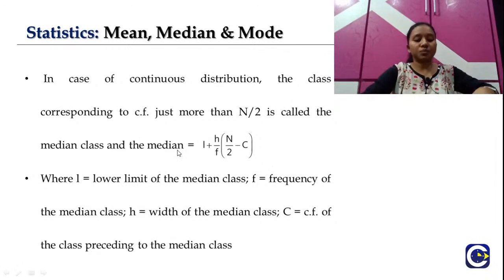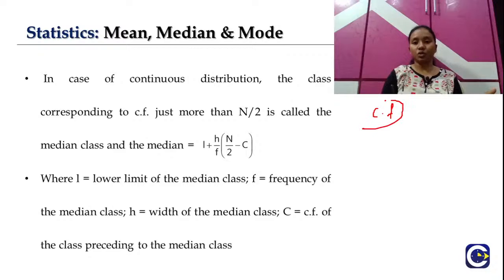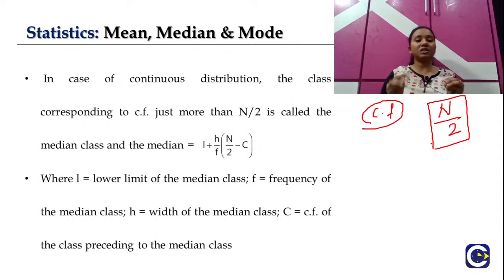Like how we are having a cumulative frequency in our discrete distribution, the same way in the continuous distribution we have to find the CF, that means the cumulative frequency, as well as the n by 2. But here there will be a slight difference from our discrete distribution, because here first we have to find the median class.